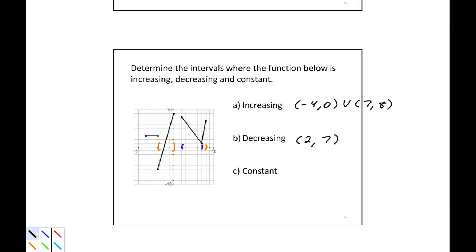Now the last part of our function we need to discuss is this part right here. It is constant from here to here. That would be from negative 1, 2, 3, 4, 5, 6, 7. Negative 7 to negative 4. And it doesn't appear to be constant anywhere else, so that is all that we need.